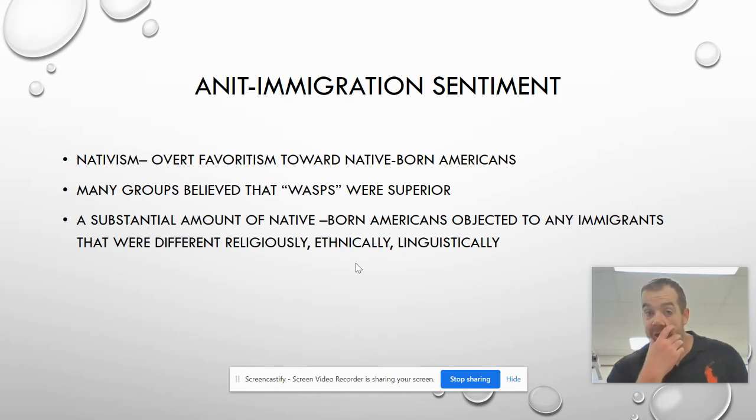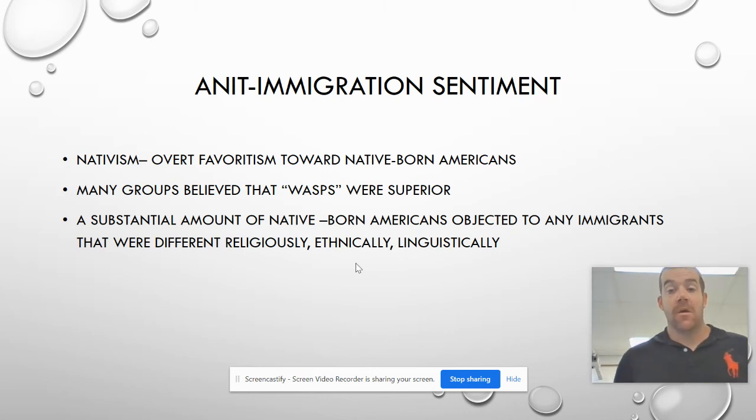Nativism. So nativism, again, is overt favoritism towards native-born Americans. Many groups believed that WASP. Well, what's a WASP? WASP is an acronym for the term White Anglo-Saxon Protestant. That's important. Why is that important? Well, White Anglo-Saxon Protestants have particularly been the people who have been in power in the United States since it was founded. I'll tell you like this: every president we've had, besides two, has been a white Anglo-Saxon Protestant.